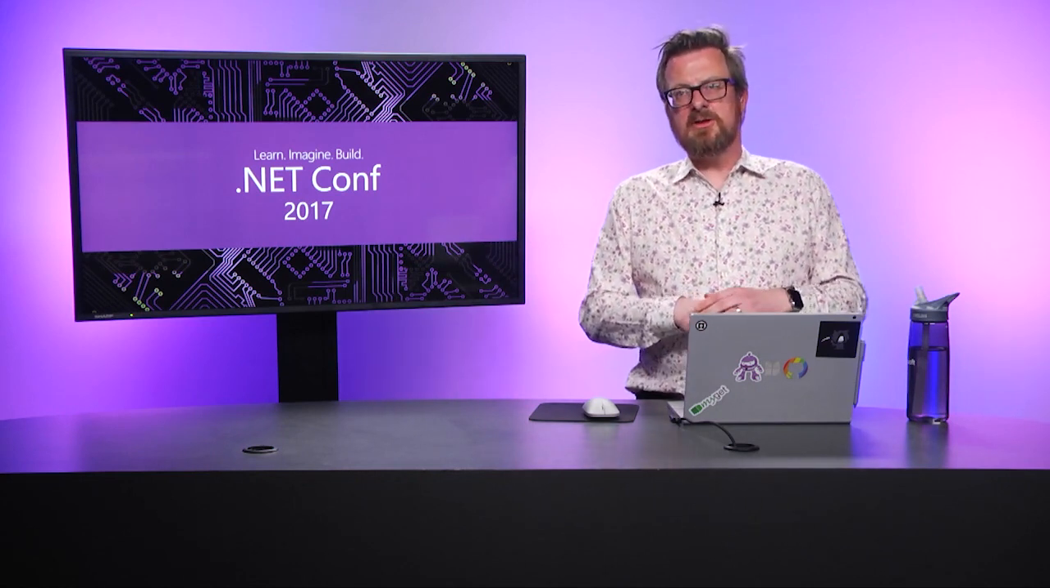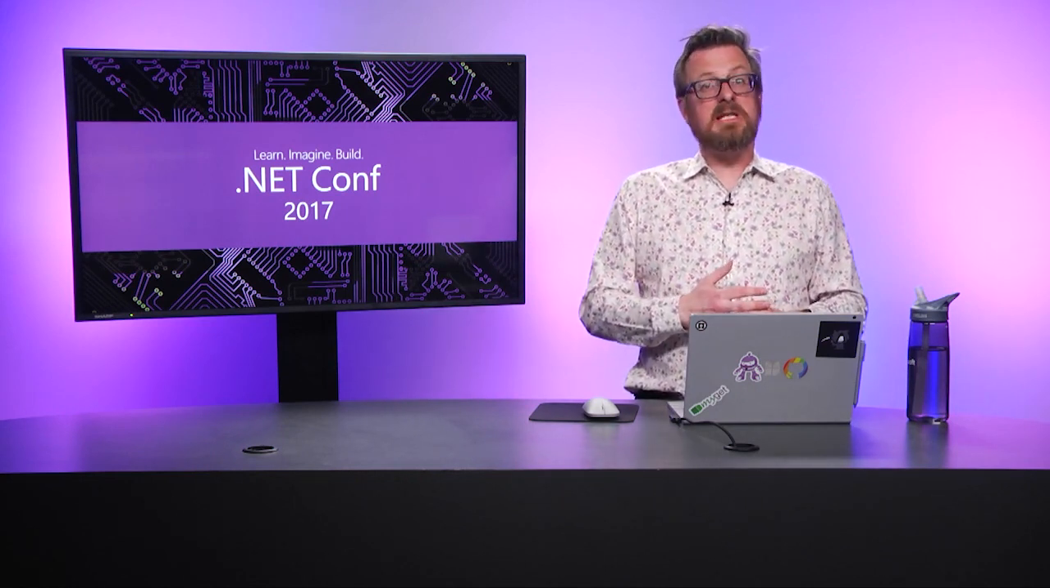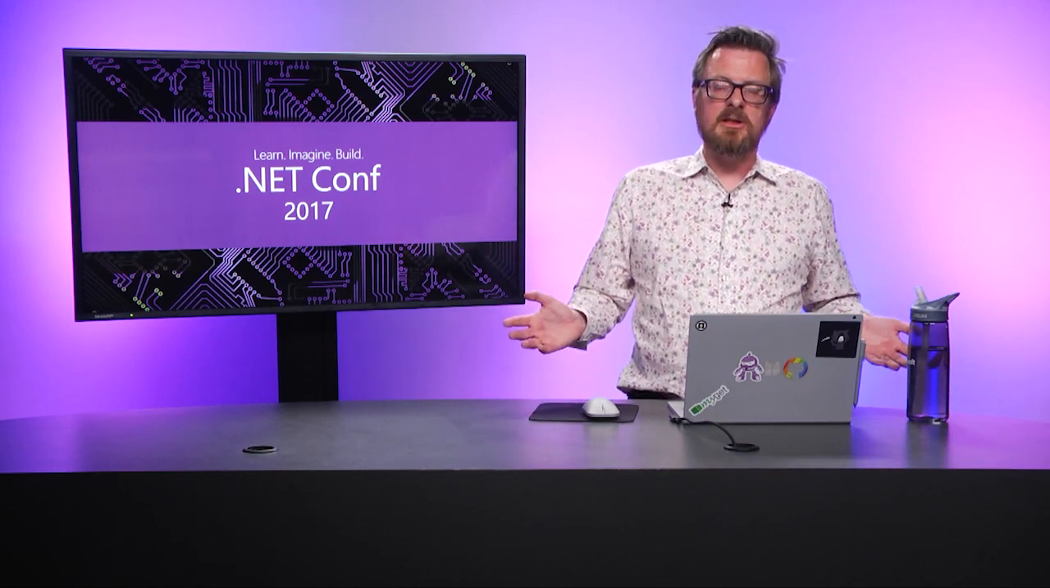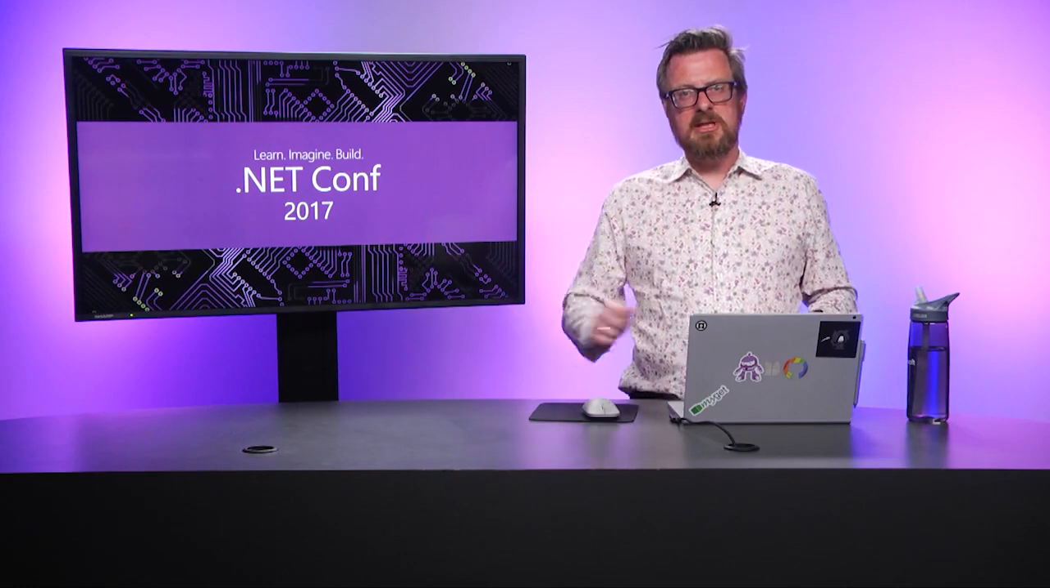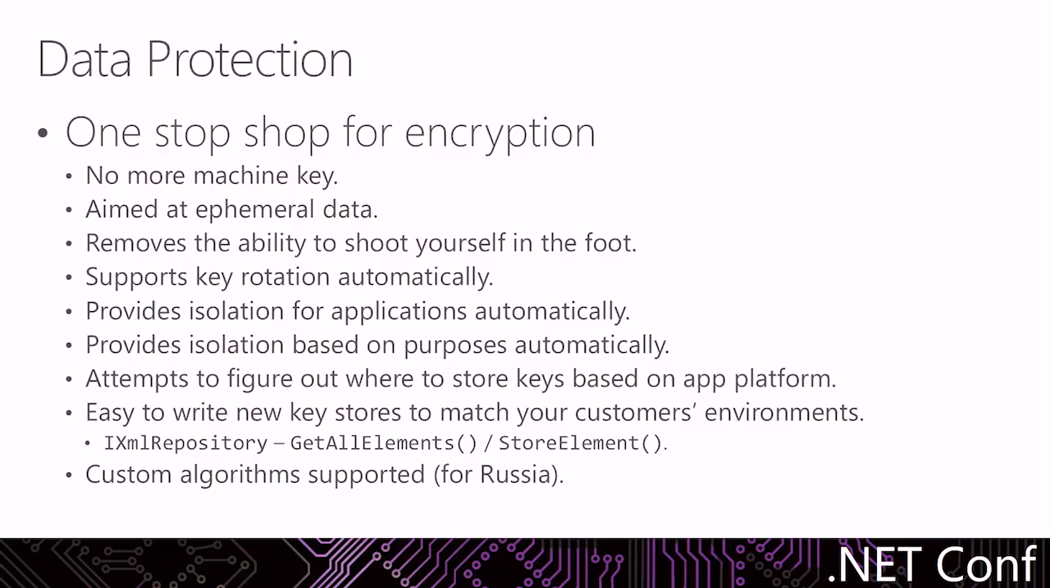We do make an attempt to figure out where to store keys based on your app platform. We know what to do if you're on Azure websites, for example. We don't know what to do if you're on Linux. So you're going to have to configure it because Linux really doesn't have a good key isolation story, so you need to do some work there yourself. And if you want to write your own, if you want to store it to SQL, if you want to store it to MongoDB, whatever, you can write your own. It's incredibly simple. You are basically storing a piece of XML that we give you, and then you have one other function, which is tell me all the keys that are in your database or in your store. And that's it.